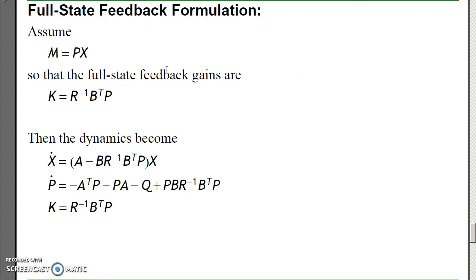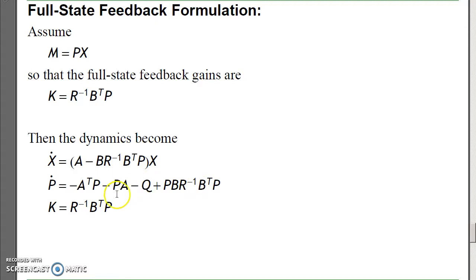This is where the trick comes in. Let's assume m is some matrix P times x. If you do that, I wind up with full state feedback, where the feedback gain Kx is R inverse B transpose P. Doing the substitution for m, I wind up with three sets of equations. I have x dot is this, there's my feedback gain, R inverse B transpose P. P has to satisfy this equation.